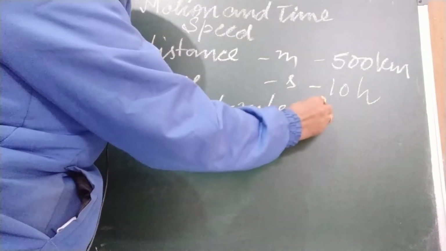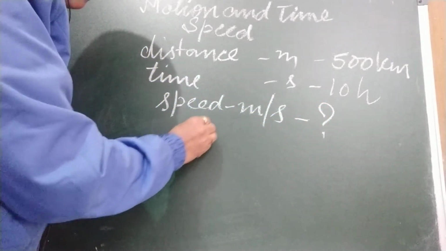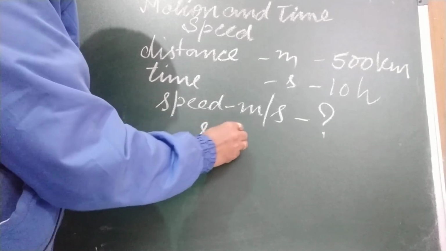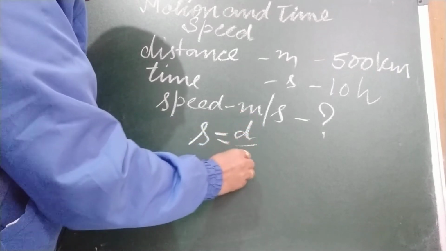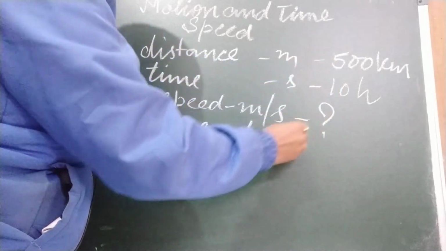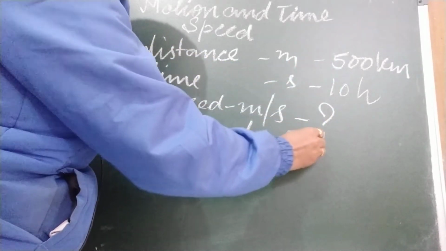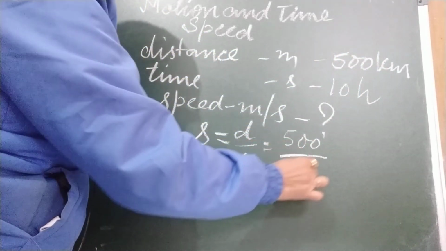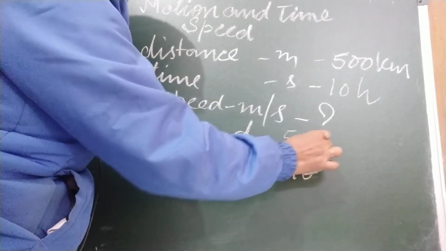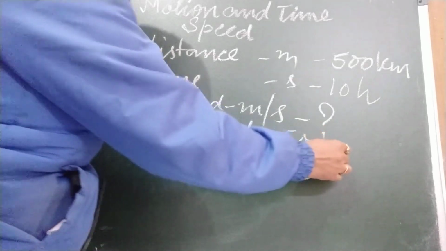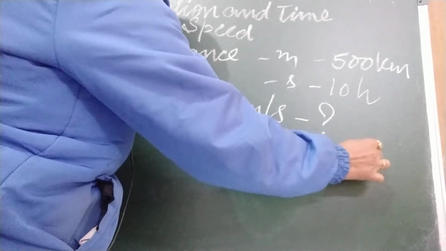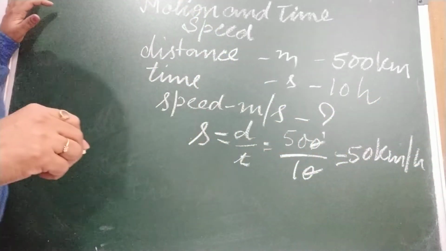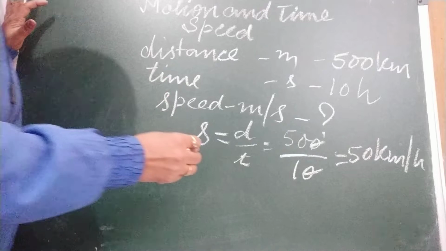So we need to take out speed. We know the formula of speed is distance upon time. Distance is what? 500 kilometers. It is in kilometer and hours. It takes 10 hours to cover this distance. So what is the speed? 50 kilometer per hour.